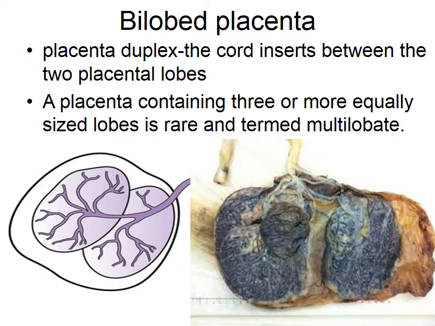While there is no increased risk of fetal anomalies with this abnormality, bilobed placentas can be associated with first trimester bleeding, polyhydramnios, abruption, and retained placenta. A placenta with more than 2 lobes is rare and is termed a multilobate placenta.